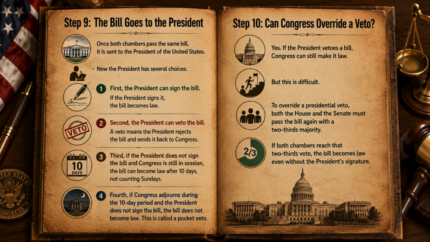Step 10. Can Congress override a veto? Yes, if the President vetoes a bill, Congress can still make it law. But this is difficult. To override a presidential veto, both the House and the Senate must pass the bill again with a 2/3 majority. If both chambers reach that 2/3 vote, the bill becomes law even without the President's signature.